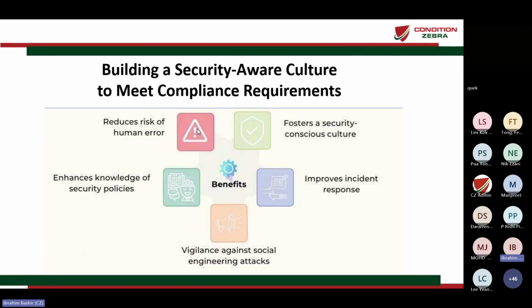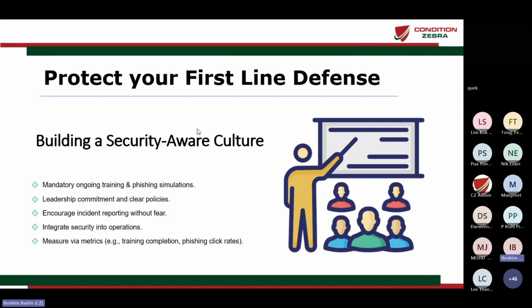So cybersecurity awareness is a regulatory requirement these days, and it can help you keep your organization safe as well. You have to protect your first line of defense, which is the human being. All these are solutions that are available and ready from Condition Zero that we can help you with to meet the necessary compliance requirements, whether it's the Cybersecurity Act 2024, the PDPA, ISO 27001, SOC 1, or SOC 2. All these are available from our side.